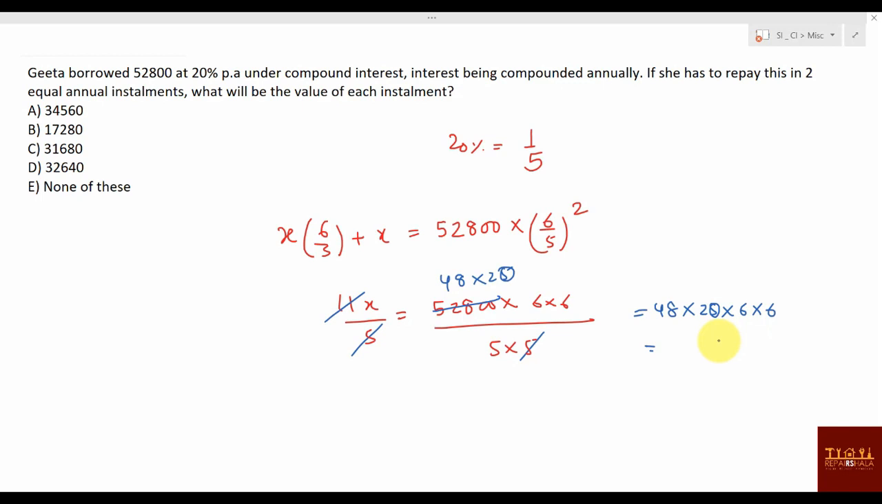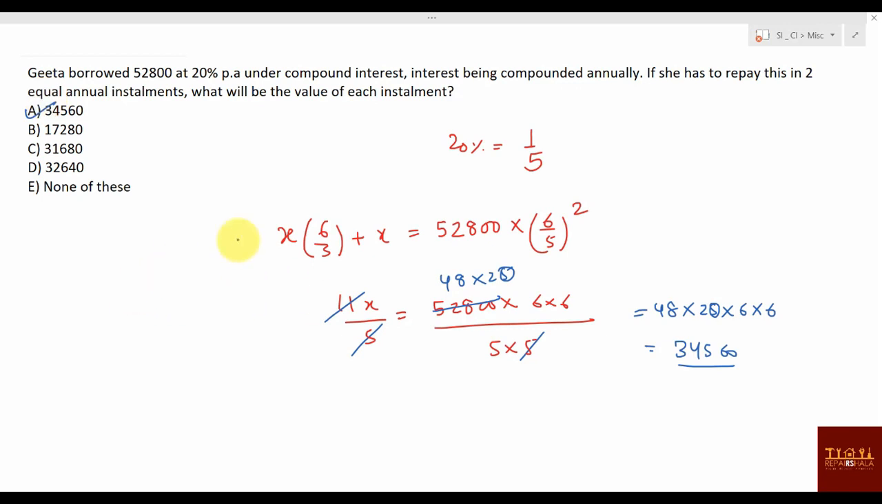Solve it. So you will be getting 48 into 20 will be 960. 960 into 36 will be giving you 34560. Which is the option? Are you able to understand, right? Now it's a calculation part only. This method I know you find difficult, that's why purposely I am going to this method.